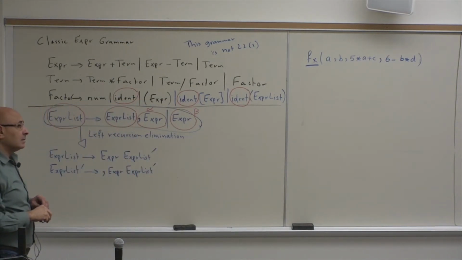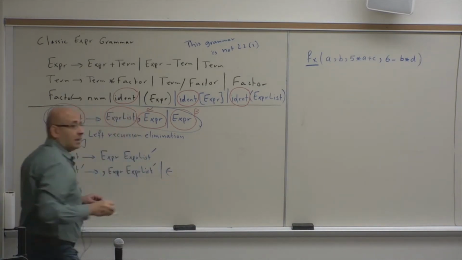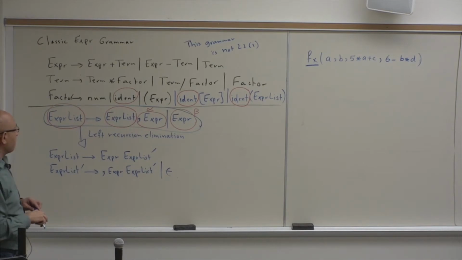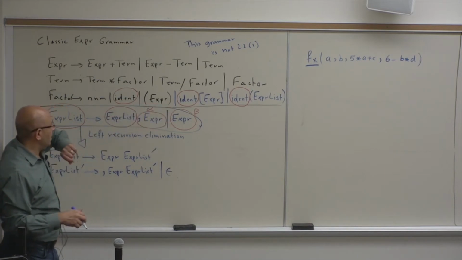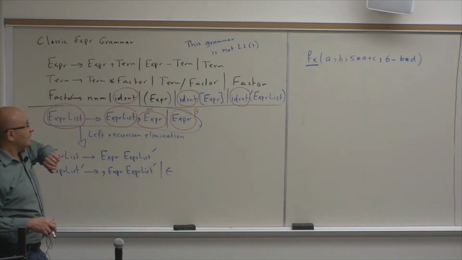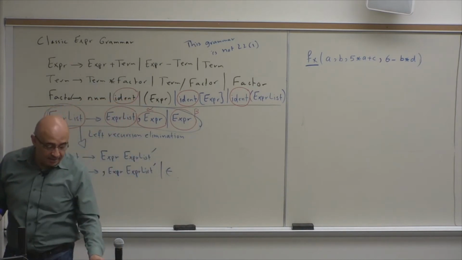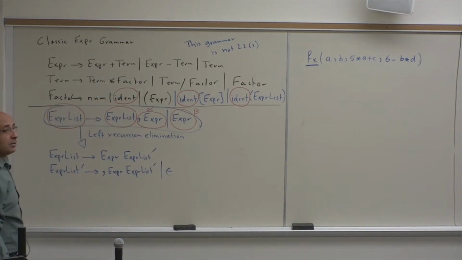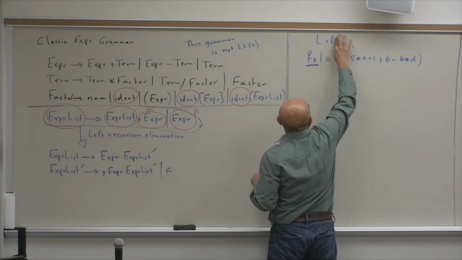Yes? Shouldn't there be another option at the very bottom of the expression list? The epsilon, yes. You're right. Okay. But now, why isn't this grammar LL1? It has this identifier as a common factor. Now, for cases like this, there is a very quick fix: you can just do factoring. You take the common factor and you do what we call left factoring. It's just like factoring in algebra.